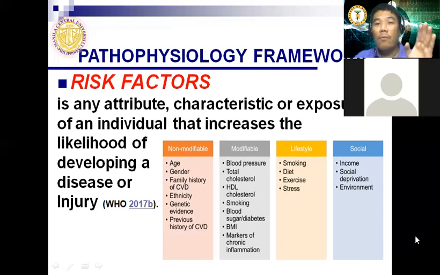If the client has results of fasting blood sugar or random blood sugar that are significantly deviated, high or low, you may consider it a modifiable risk factor.